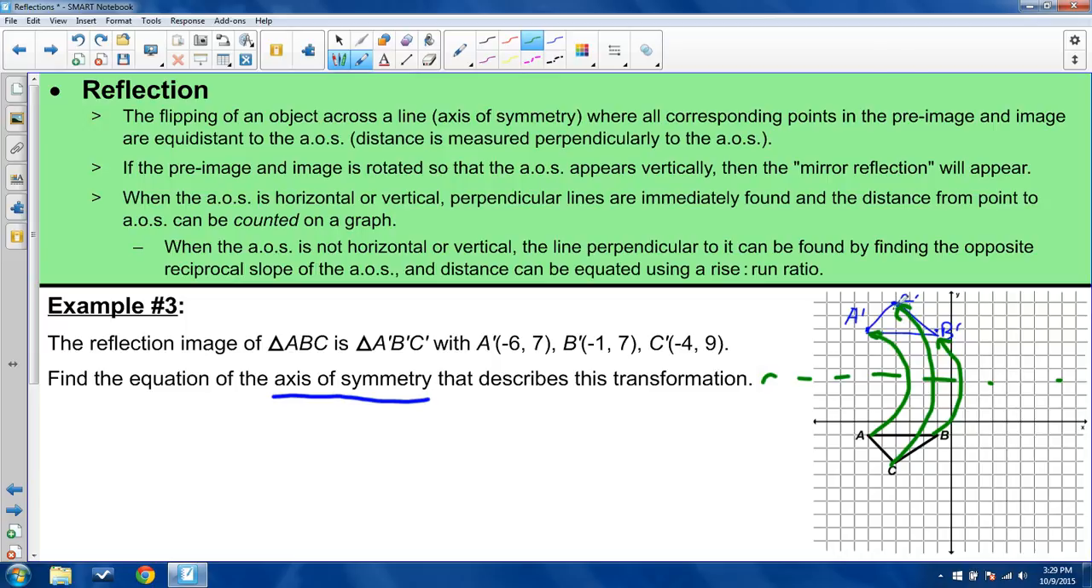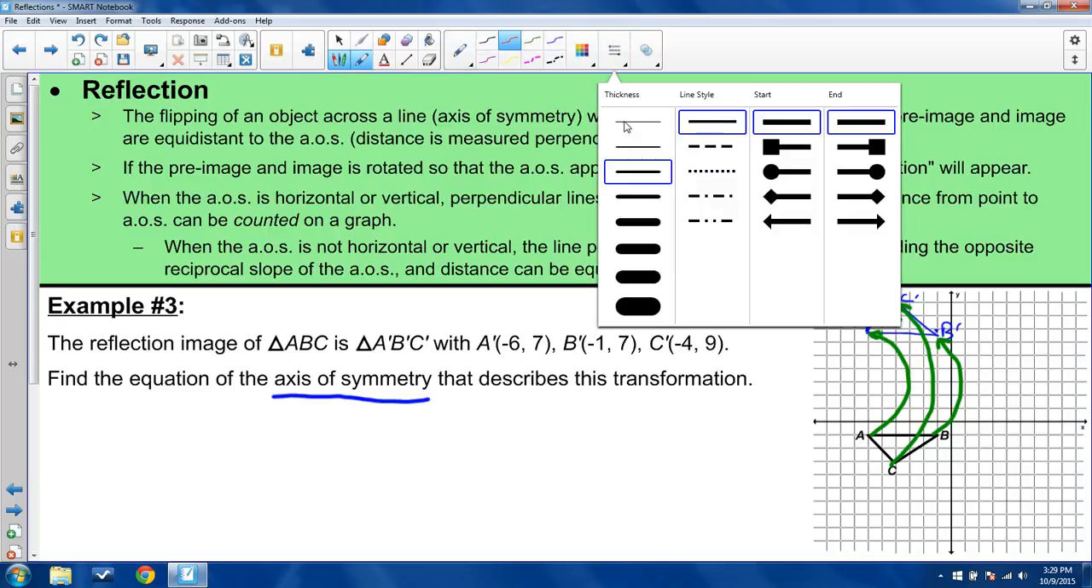Now we know it's a horizontal line, because A goes straight up to A prime, which means the perpendicular line is that axis of symmetry. Let's go ahead and determine what that is. And what better way to do it than to literally count?